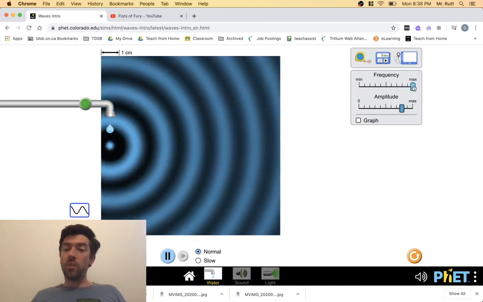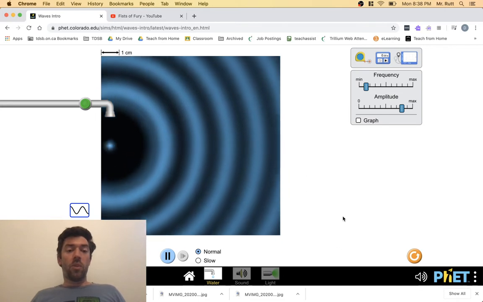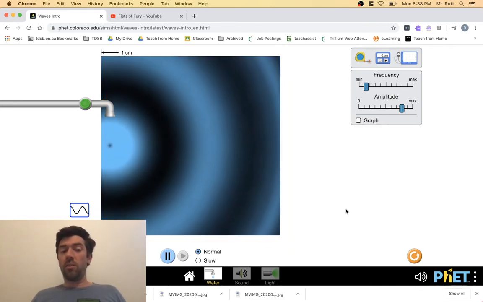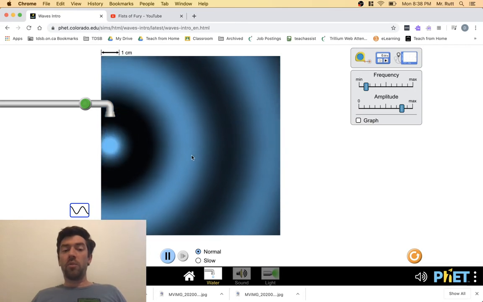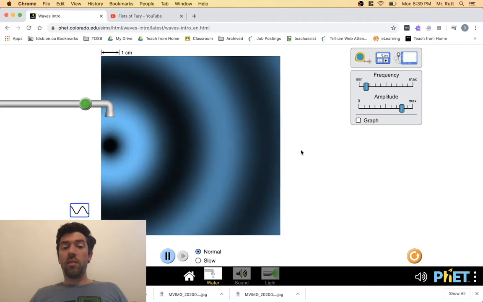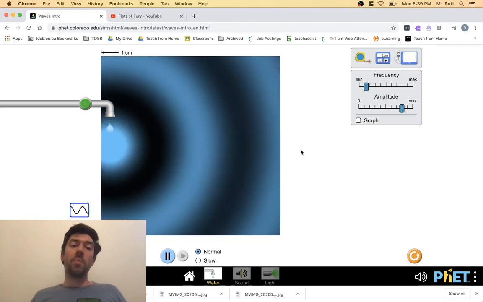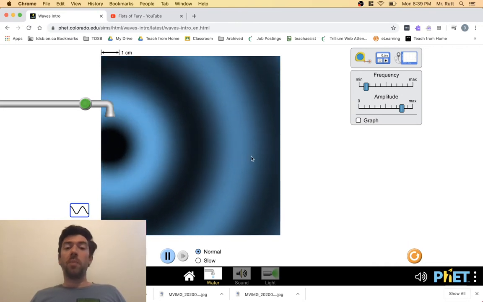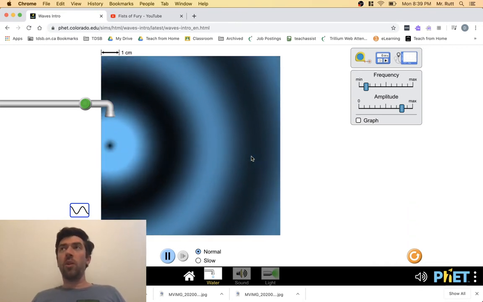Now, if I reduce the frequency pretty low, okay, watch what happens. The waves are bigger, and it really looks like they're going a lot slower. But actually, look here, I'm tracing the crest again. It's actually going at the same speed. Now the water is obviously dripping less frequently, and the waves are much bigger, but they're actually still going at the same speed.